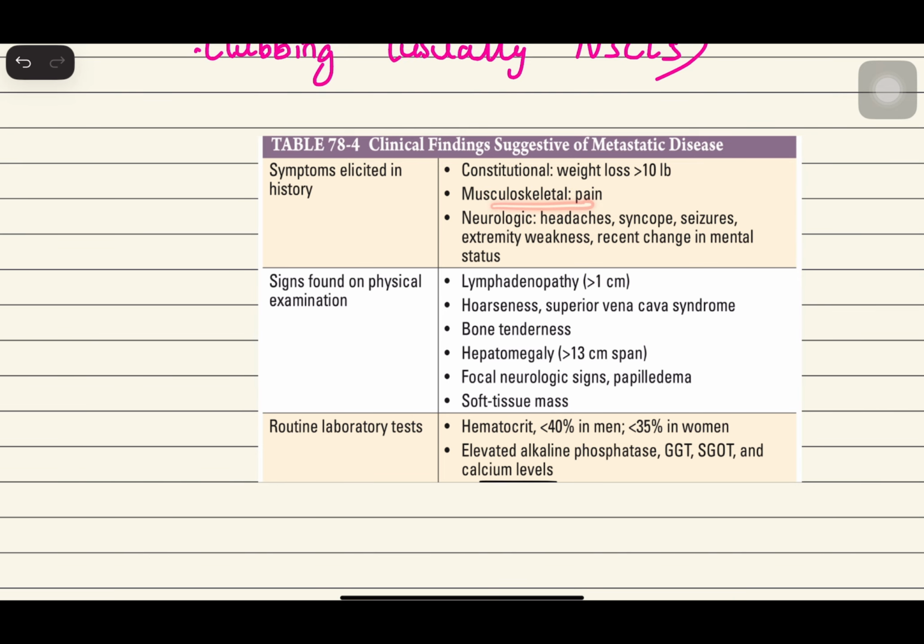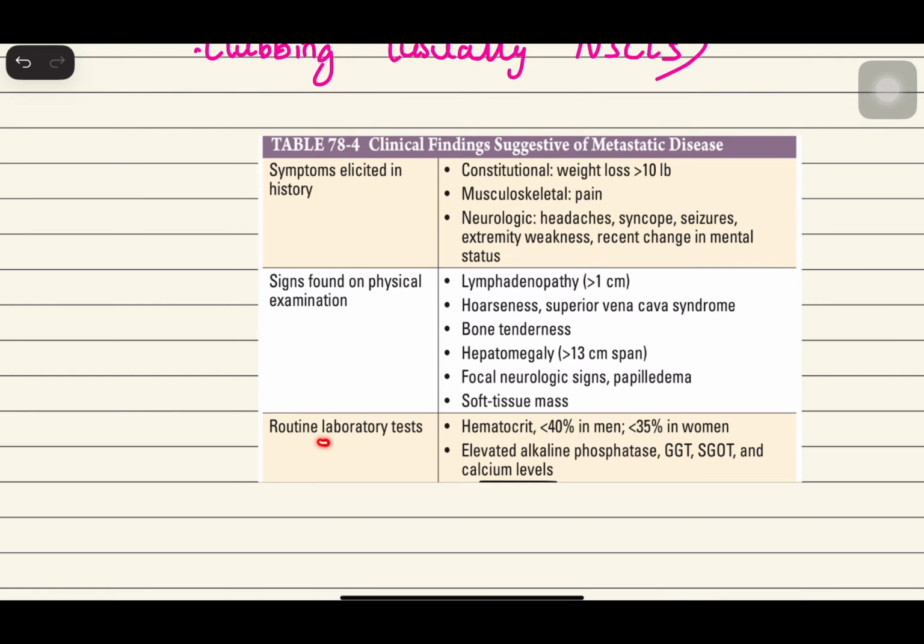In neurological, you can see headaches, syncope, seizures, extremity weakness, recent change in mental status. Signs found on physical examination are lymphadenopathy greater than 1 cm, hoarseness, superior vena cava syndrome, bone tenderness, hepatomegaly greater than 13 cm span, focal neurological signs, papilledema, soft tissue mass.